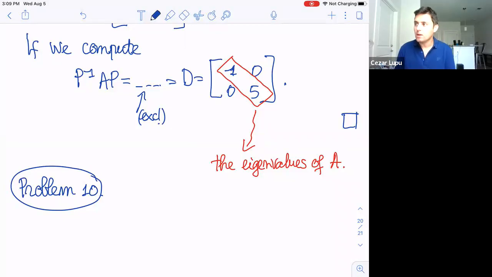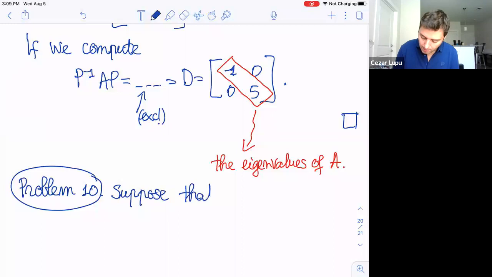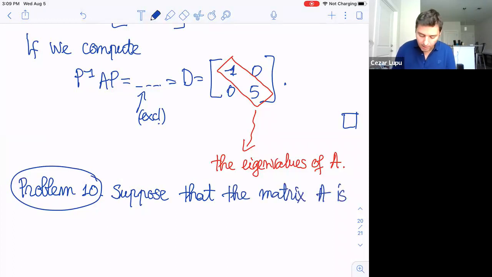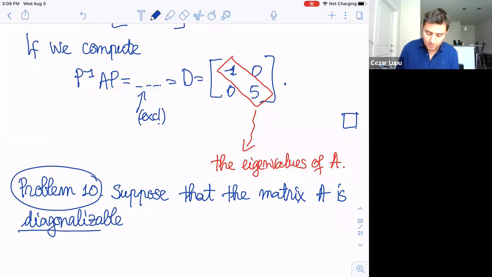Okay. The problem says the following. Suppose that the matrix A is diagonalizable. Keep this in mind. This is a pretty huge piece of information at this point. It's a diagonalizable n by n matrix.